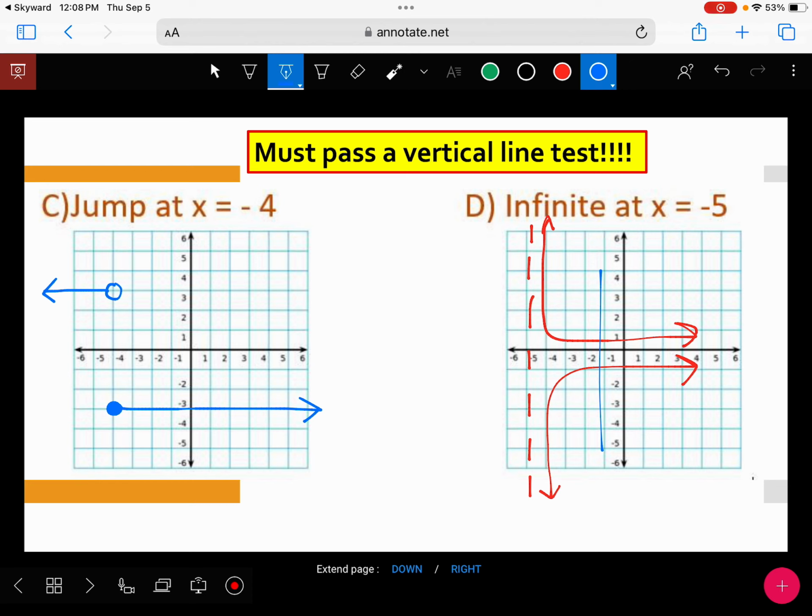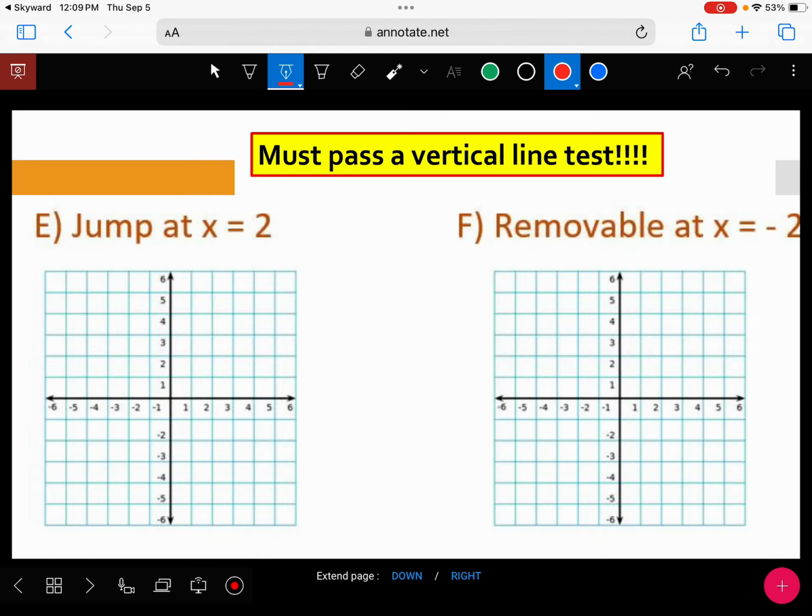And that's what I'm going to do on the test. It has to be a function. It has to pass the vertical line test. So a sample would be, they have to be on opposite sides of the asymptote. They can't be on the same side of the wall. If it's doing the same thing, if it's on the same side, that's going to fail the test.